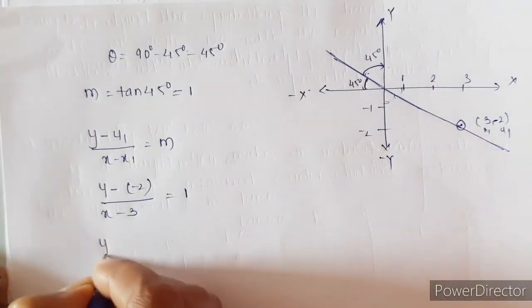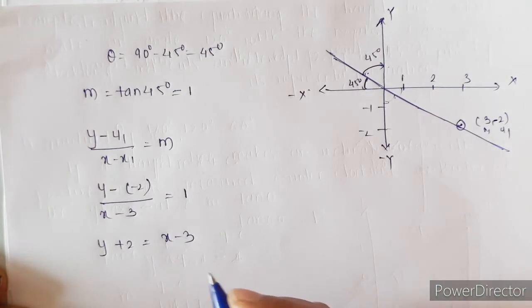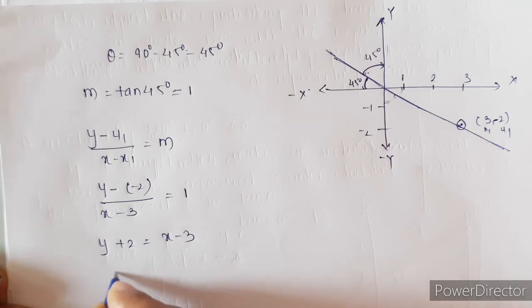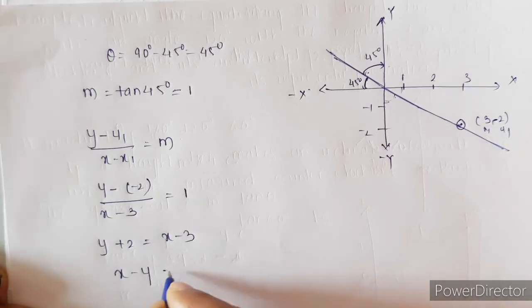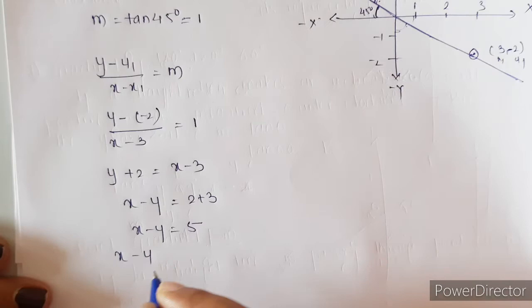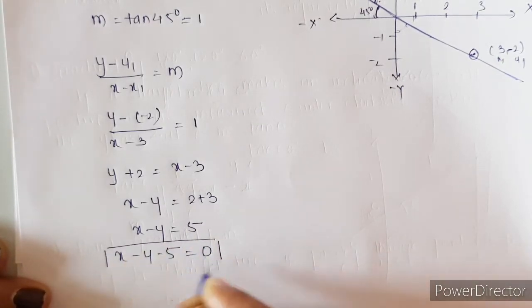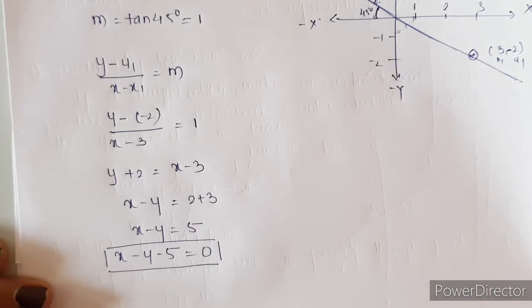So we can write this as y plus 2 equals x minus 3, or we can write this as x minus y equals 2 plus 3, or x minus y is equal to 5. Further, x minus y minus 5 is equal to 0. So this is the required equation of a line.